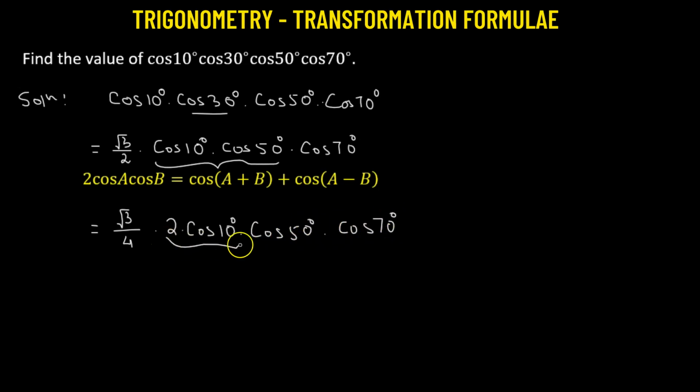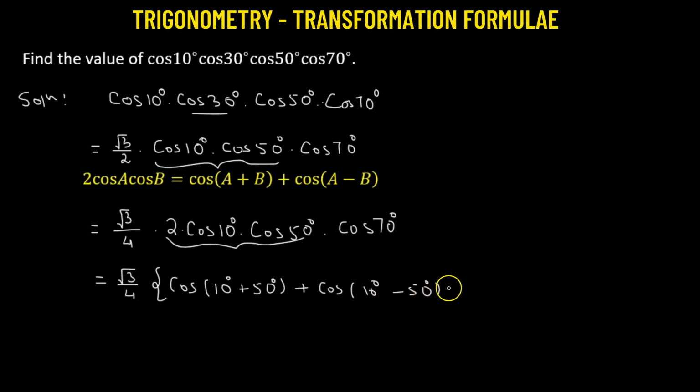So let's try to combine these two, and this is going to give us square root of 3 over 4 multiplied to cosine of A plus B plus cosine of A minus B. Fine. So that's totally up to your choice how you choose A and B. So you could have taken A as 50 degrees and B as 10 degrees. Both of them are going to give us the same result. And there's the factor cosine 70 degrees multiplied to it.